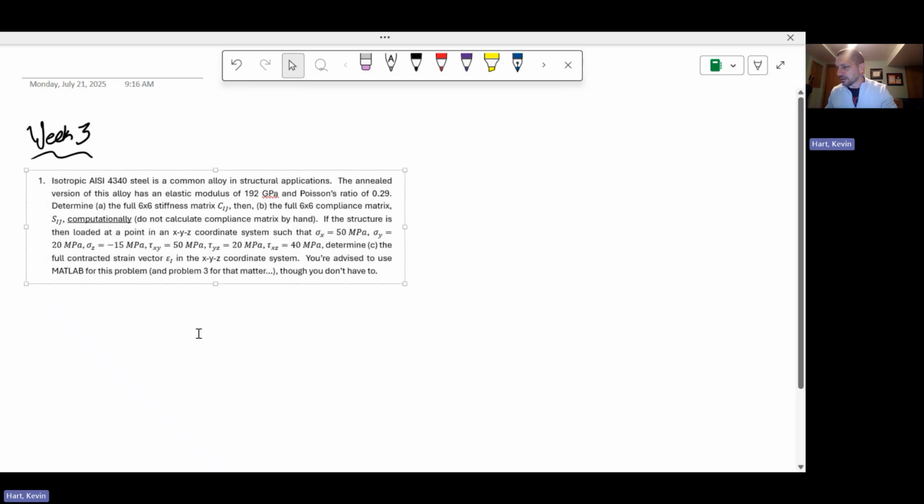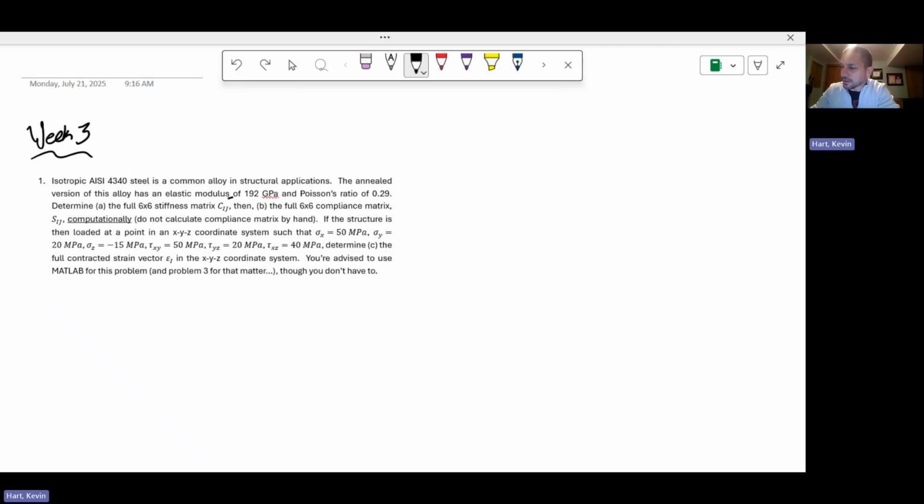All right, so we have this isotropic steel alloy. It's a common alloy in structural applications. An annealed version of this alloy has an elastic modulus of 192 GPa, Poisson's ratio 0.92. A couple things we're asked to do here. We want to determine the full stiffness matrix for this material, then the full compliance matrix, computationally. Okay, we'll have to do it computationally. And then we're told some information about the stress on this object. Some stress is given, and then we want to determine the contracted strain vector for this particular point. All right, so a lot going on here, but okay, let's get into it.